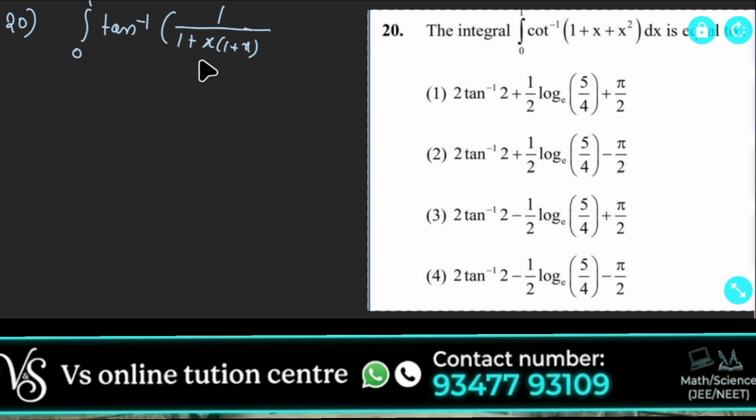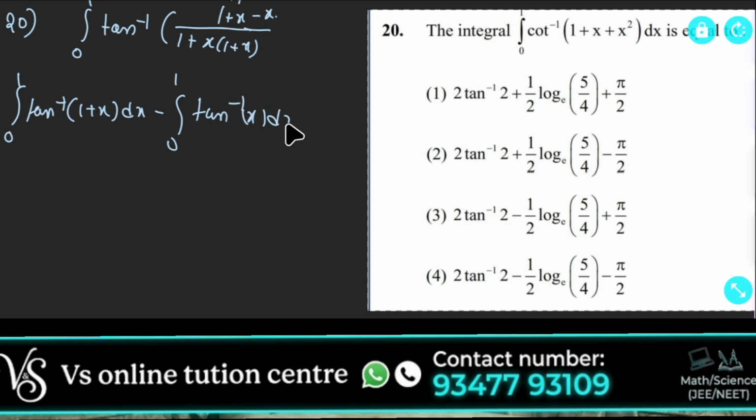Now it is a formula. I will add x minus x. Suppose this is a, this is b. So the formula is tan inverse a minus tan inverse b. So I will use the formula: integral from 0 to 1 of tan inverse of (1 plus x) dx minus integral 0 to 1 tan inverse x dx. So it is the formula.